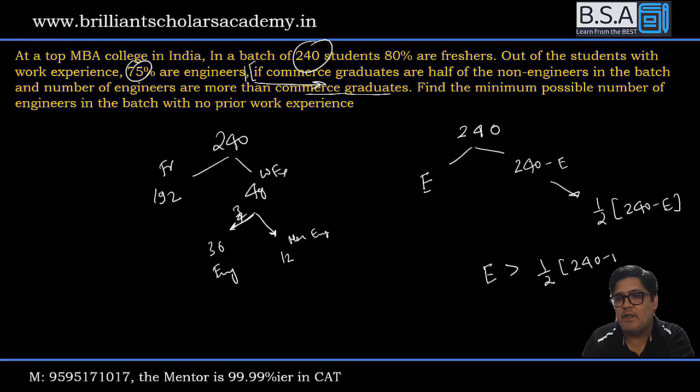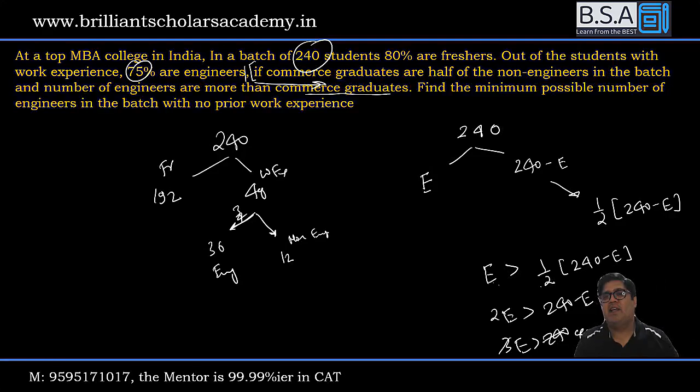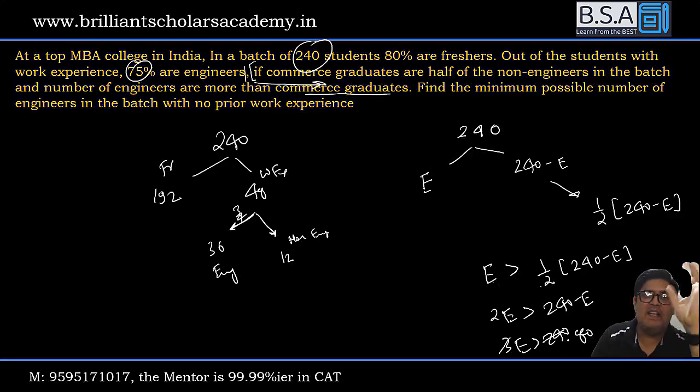Engineers are more than commerce graduates. So if I cross multiply this, 2E is more than 240 minus E. If I bring it back, 3E is more than 240. E is more than 80. If E is more than 80, it could be 81, it could be 82, it could be 83, it could be any number. E is either 81 or above.